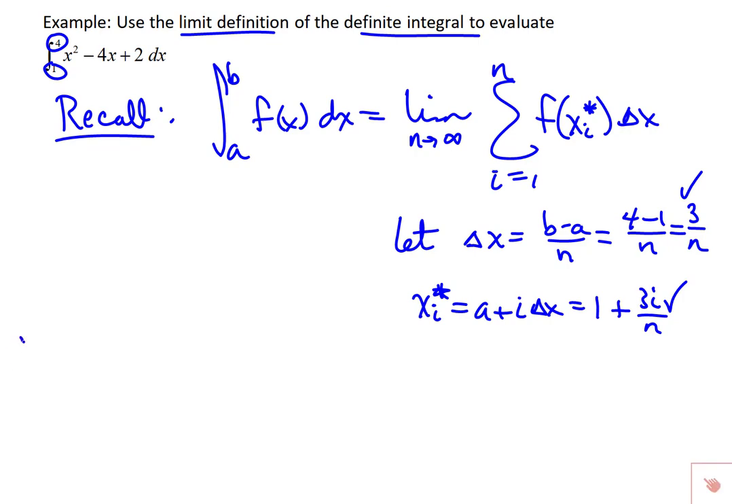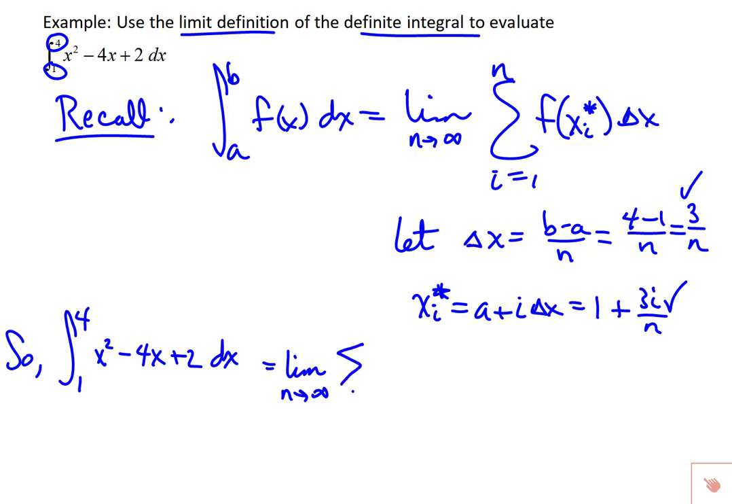So let's restart and try to put this all together. We were asked to evaluate the integral from 1 to 4 of x squared minus 4x plus 2 dx. And what we're saying is that that equals, by definition here, the limit as n approaches infinity of the sum from i equals 1 to n of, now we said, f of x sub i star.